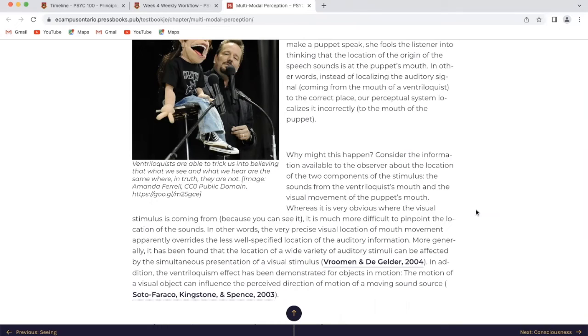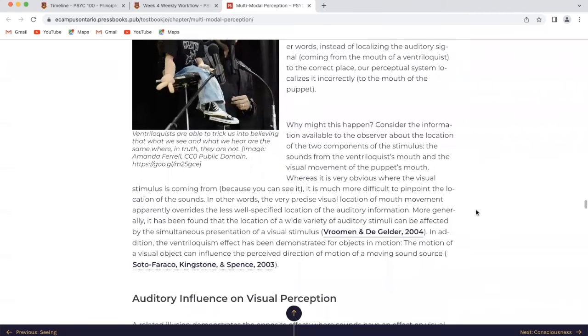Whereas it is very obvious where the visual stimulus is coming from, because you can see it, it is much more difficult to pinpoint the location of the sound. In other words, the very precise visual location of the mouth movement apparently overrides the less well-specified location of the auditory information. More generally, it's been found that the location of a wide variety of auditory stimuli can be affected by the simultaneous presentation of a visual stimulus.